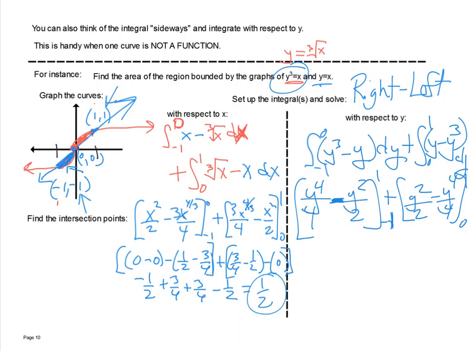If you don't get a half, you probably did something wrong somewhere. So go ahead and check that, and that should be your answer.